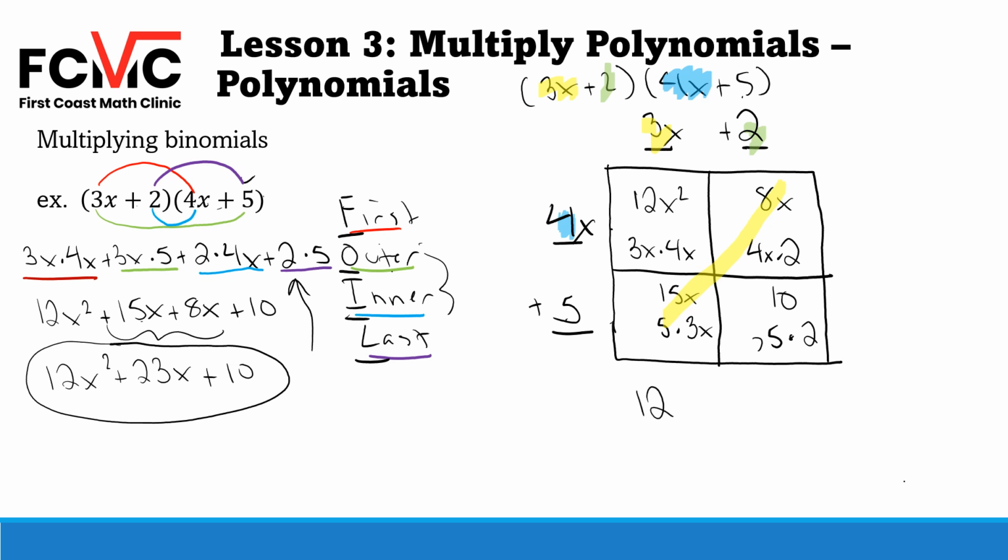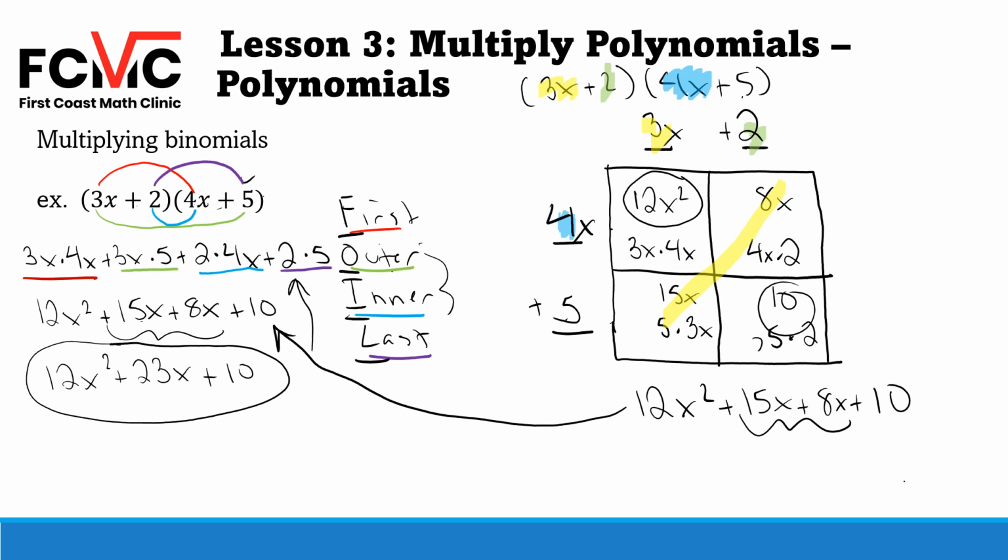So we get 12x squared from this top left corner, 10 from the bottom right corner. And just to show all of the work done out, I'm going to add these here just so we can see what's happening. And then, all right, same thing we had here. So let's add our like terms, and we get 12x squared plus 23x plus 10. So we get the same answer both ways using FOIL and using the box method. Again, it's your preference basically. Do you like FOIL? Do you like the box method? It's kind of up to you.